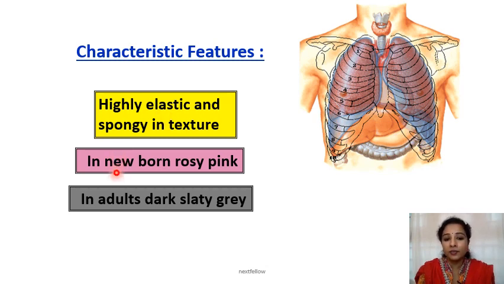If we see the color of the lungs, in a newborn it is rosy pink, whereas in adults the lungs appear dark slaty grey because of the collection of carbon particles in the lungs. The pollutants which we inhale contain a lot of carbon particles. These carbon particles give a dark slaty grey color to the lungs.